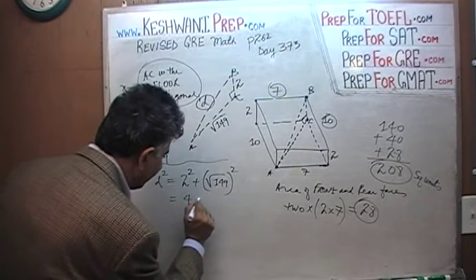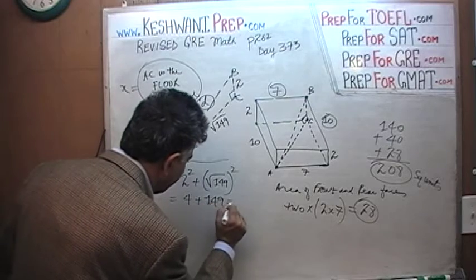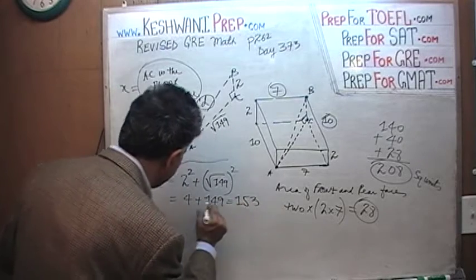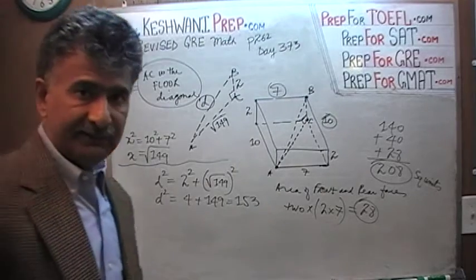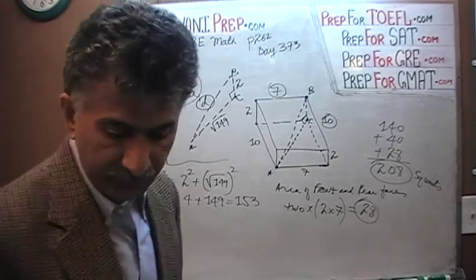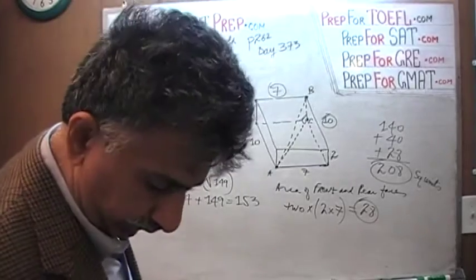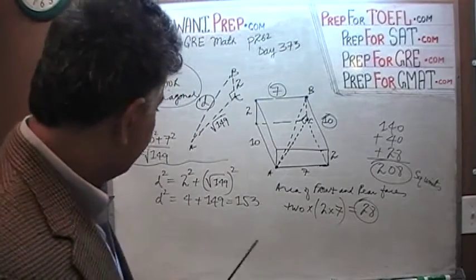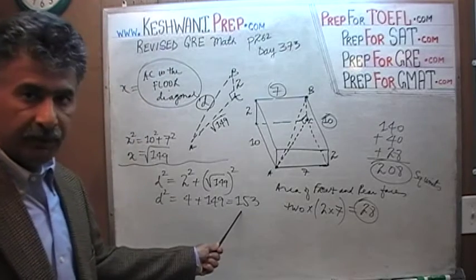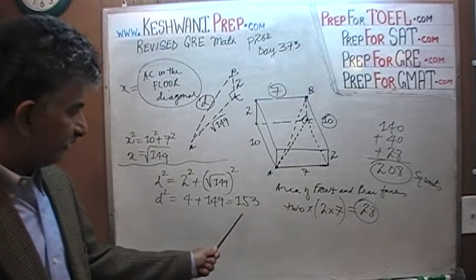And that's just 4 plus 149, which is 153 D squared. Now the last thing that we're going to do is something that we have done many times. I've reminded you many times. These are simple things that you have to know. Is this number divisible by 3? The answer is yes, this number is divisible by 3.